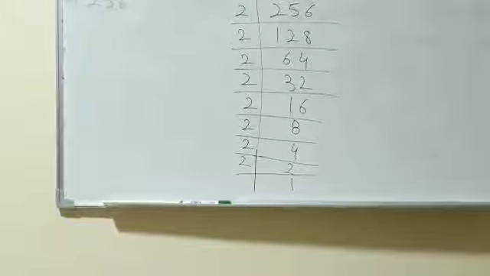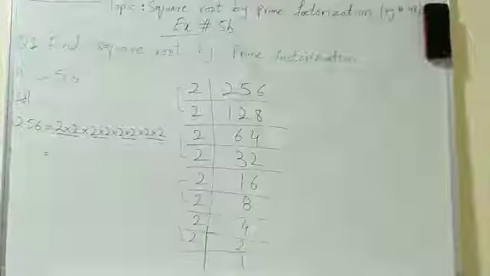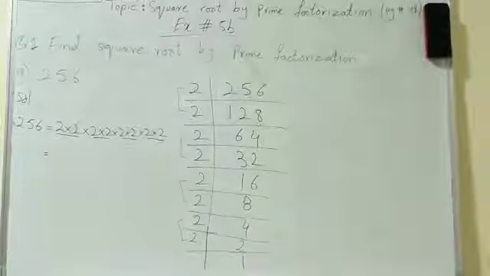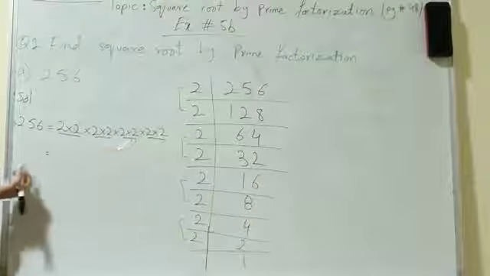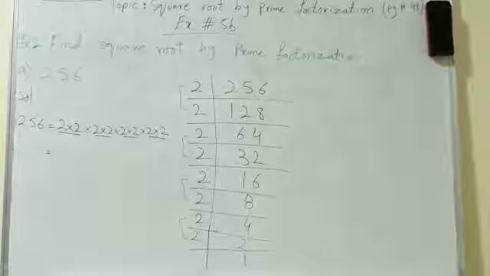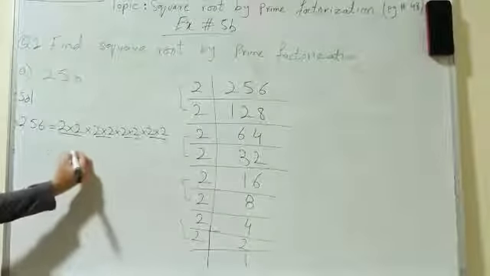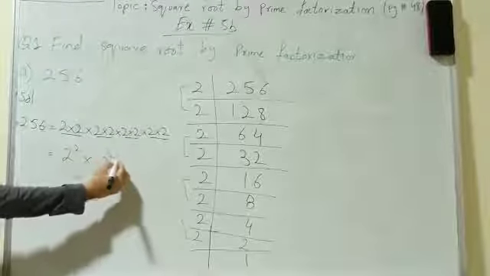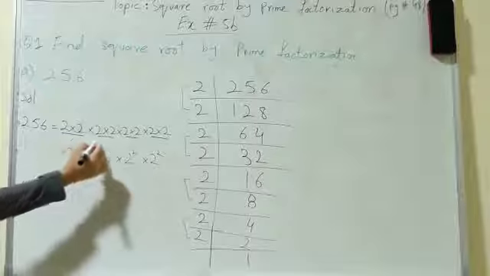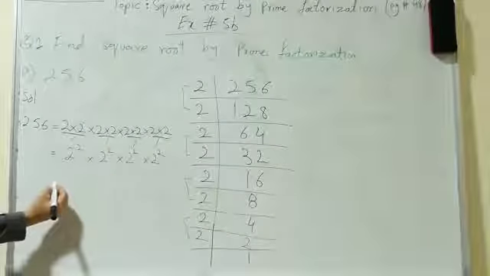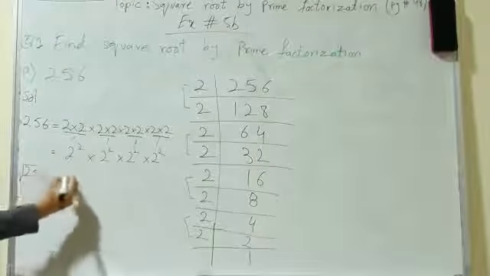We are going to write all the 2s in the form of squares. So we have got 8 factors of 256, and we will express it as a product of its prime factors. 256 equals all its factors. Now we will pair up all the factors, and we can write it in the form of squares as 2 square multiplied by 2 square multiplied by 2 square multiplied by 2 square. So now to find the square root of 256, we will take the square root on both sides.